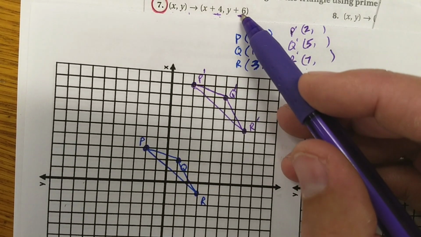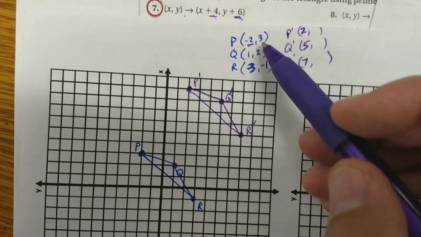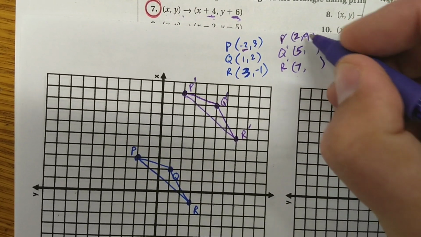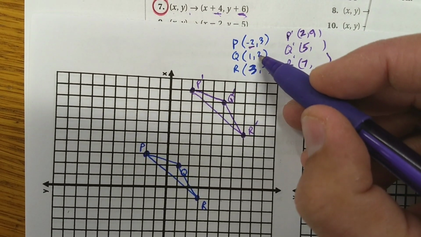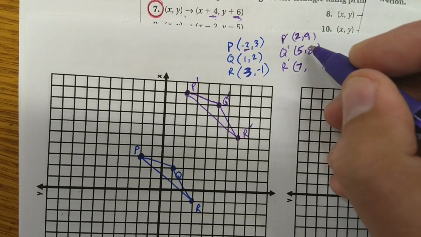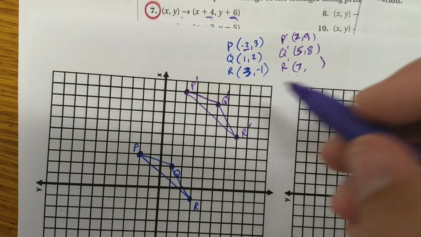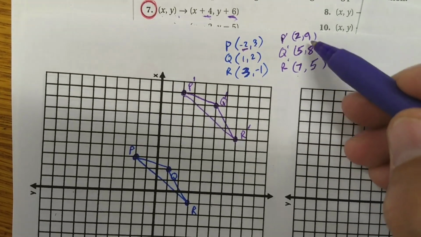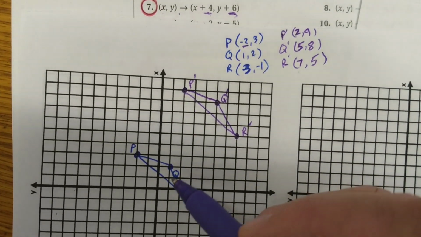And then I was taking the y values and adding 6 to them. So the y value of 3 plus 6 gives me 9. The y value of 2 plus 6 gives me 8. -1 plus 6 gives me 5. And so these 3 new prime coordinates is what you see here.